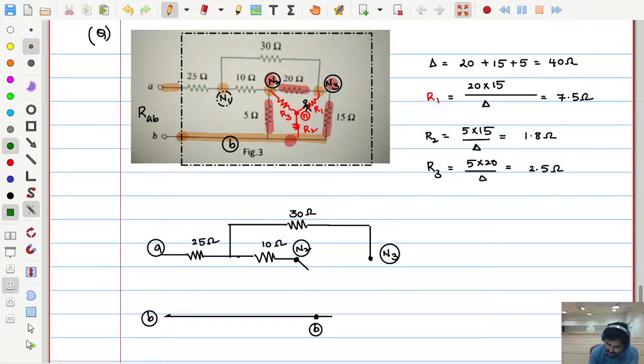Now let me use a different color. So as like this. This is N, and R1 is between N2 and N3, R2 is between N3 and B, and R3 is between N2 and B. Now see that these are the values. R2 is how much? 1.8. R1 is this one. How much is this? 7.5. What about R3? It is 2.5. Now try to observe the previous delta pattern has been removed. In place of it, equivalently we are adding some star configuration.